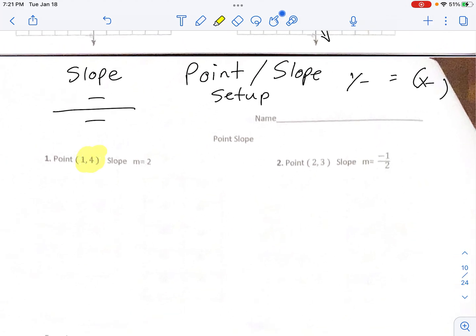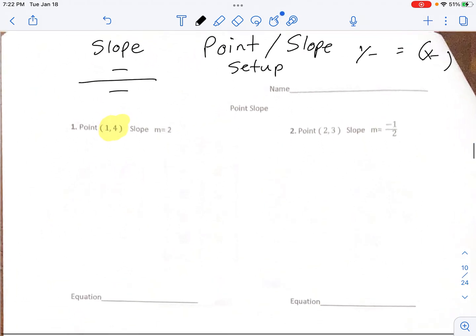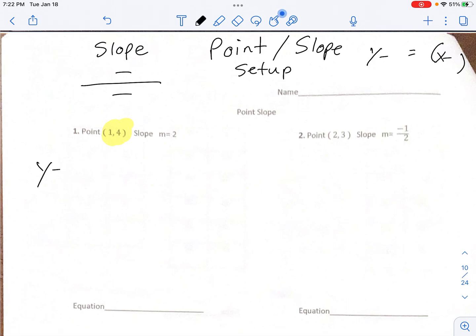Now, if you are given a point in a problem, you're going to use the point slope setup every time. Doesn't matter whether they give you 1 point or 2 points. If you're given a point, you're going to use the point slope setup. So let's go ahead and write it. And it looks like this written out.